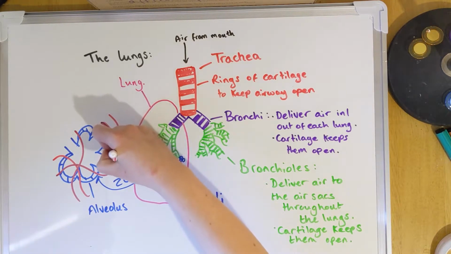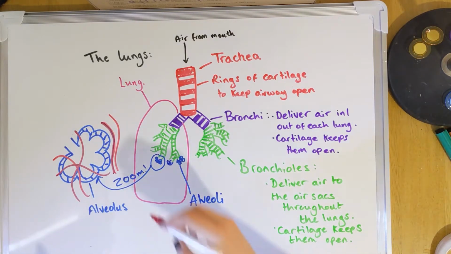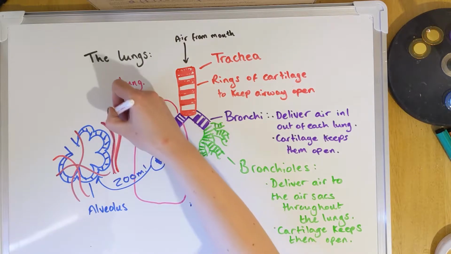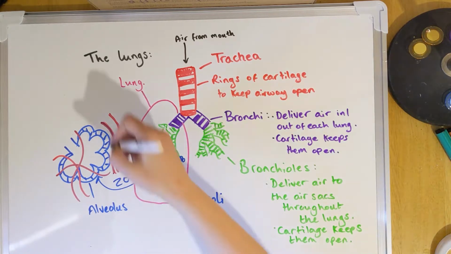And because these are so small, the walls of each alveolus is made up of one cell only to really maximise the oxygen and carbon dioxide moving in and out. But we're going to look at this in a bit more detail a bit later on in the video. We're going to look at the alveoli in a little bit more detail now because examiners love to link this with the topic from the beginning of the year on diffusion, looking at gas exchange.